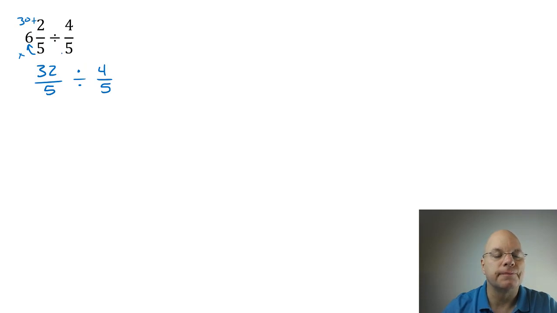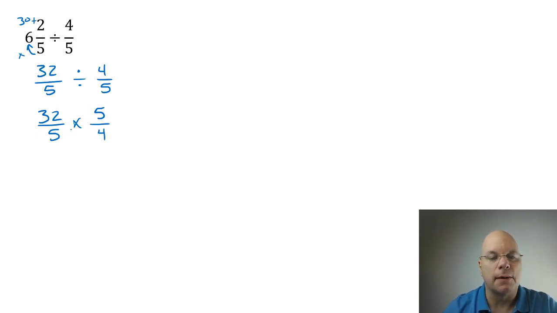You might wonder, why didn't you change it to multiplication at the same time? You could, but I don't like to. I like to do one operation at a time. It's just less chance of making an error. So now that we've got both our dividend and our divisor written as fractions, now I'm going to apply the definition of division. 32/5 divided by 4/5 is the same as 32/5 multiplied by the reciprocal of 4/5, which is 5/4.